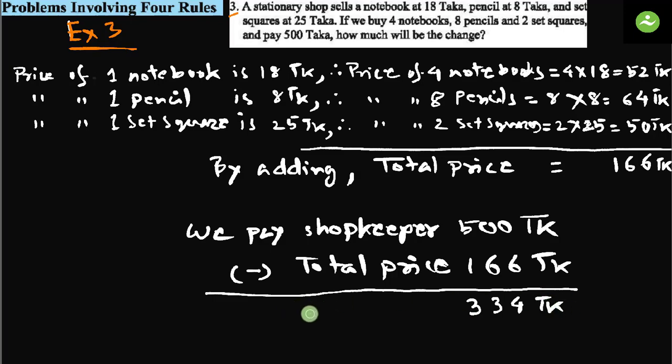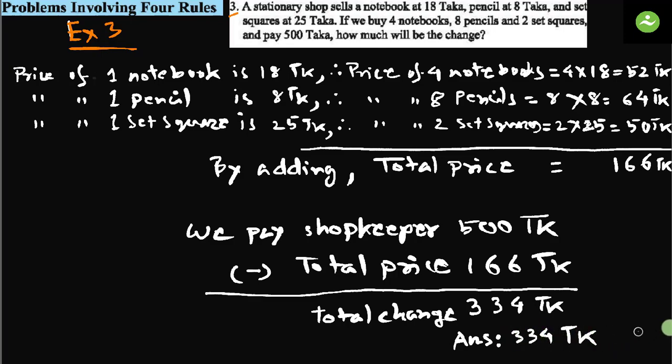So how much will be the change? Total change: 334 taka. So what is the answer? Answer is 334 taka.